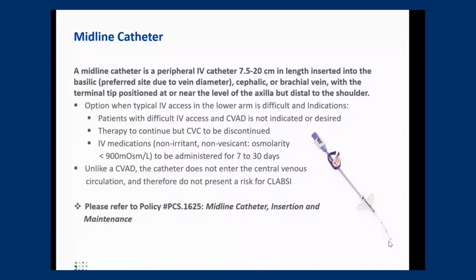The same thing goes for midline catheters. Someone who might need a midline is someone who's difficult to get IV access on, or needs continuous therapy. It doesn't enter the central venous circulation. It is considered a peripheral. So we have less risk for CLABSIs there.